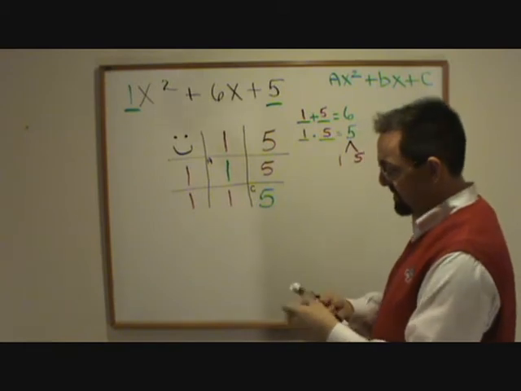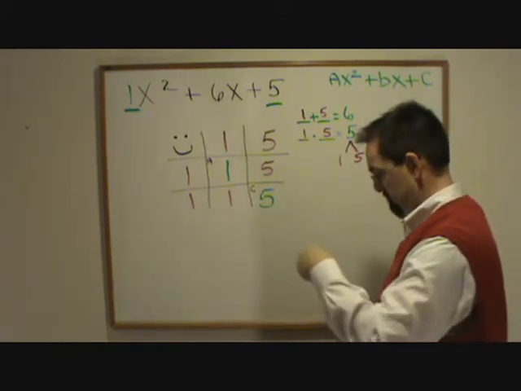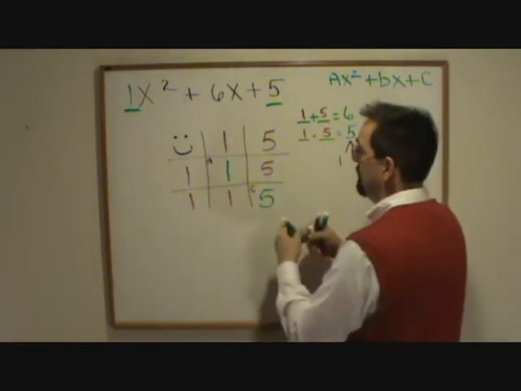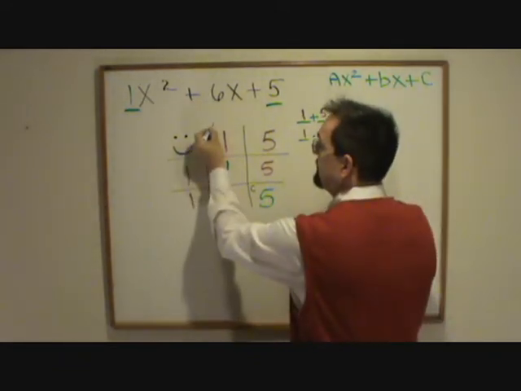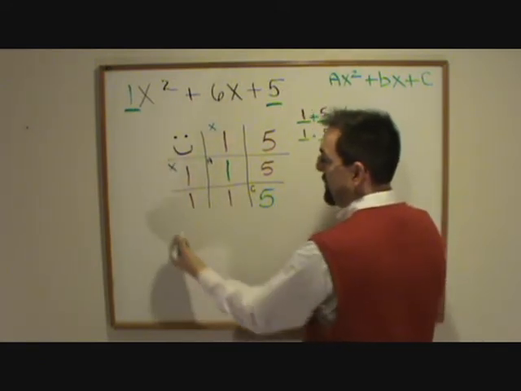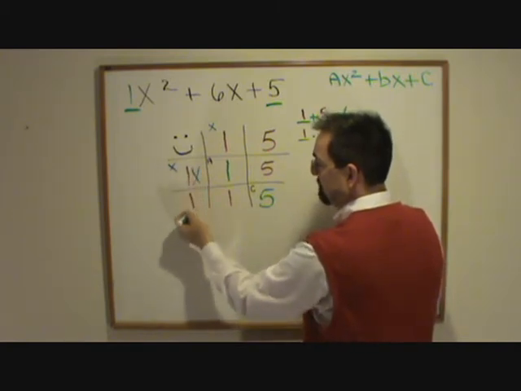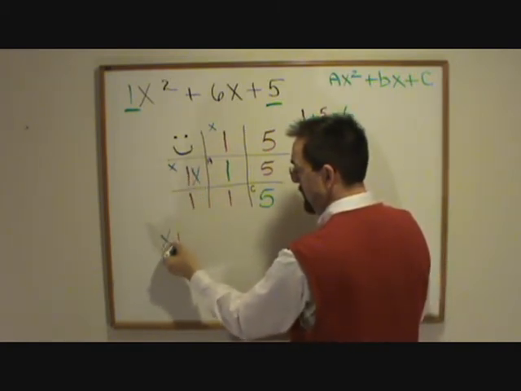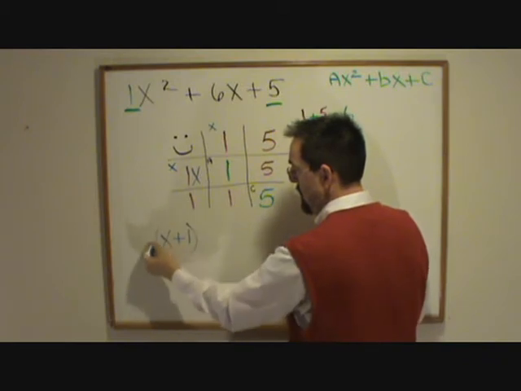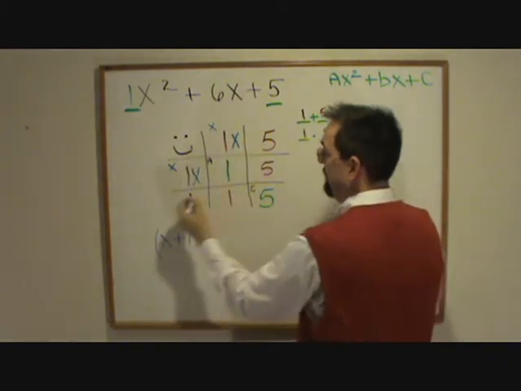Now, to finish this, we can actually write there's an x that goes here and an x that goes here. So now, oh, I get it. X plus 1. That x goes here. X plus 5.